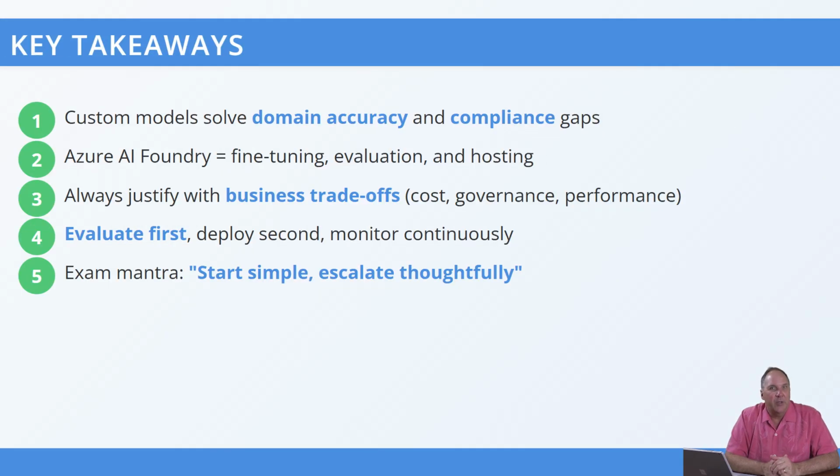Five things to carry with you from this lecture. 1, custom models solve domain accuracy and compliance gaps. These are legitimate reasons. 2, Azure AI Foundry provides the tools for fine-tuning, for evaluation, and for hosting. It's your custom model headquarters. 3, always justify with business trade-offs in exam scenarios. Cost, governance, performance. Show you're thinking about the whole picture.